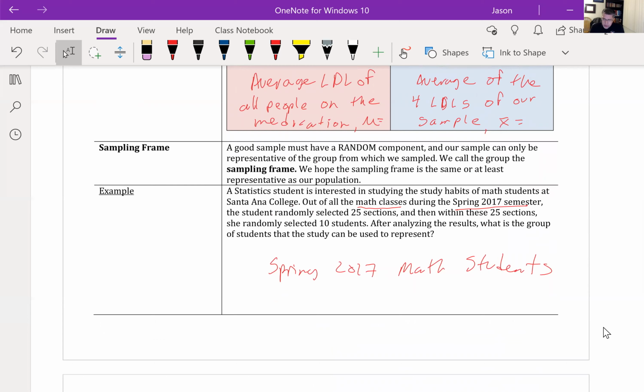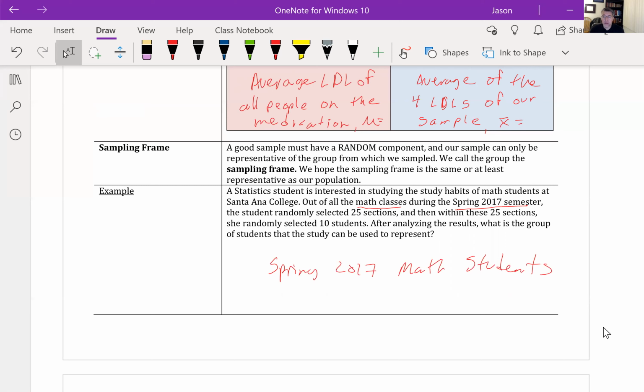Example, a statistics student is interested in studying the study habits of math students at Santa Ana College. Out of all the math classes during the spring 2017 semester, the student randomly selects 25 students. And within these 25 sections, she randomly selects 10 students. After analyzing the result, what is the group of students that the study can be used to represent?